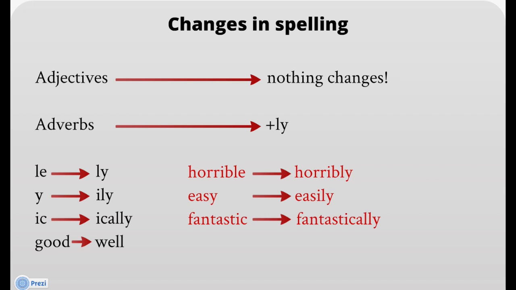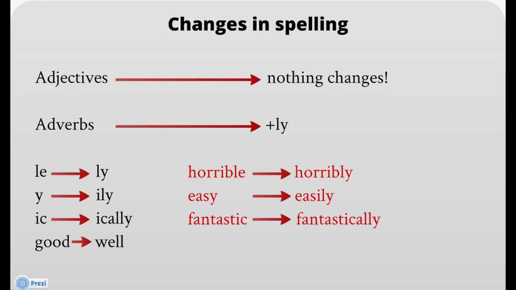If a word ends on le, it turns into ly. Now, you might say that that's exactly the same as just the rest of the adverbs, but the difference is we don't add ly, we change the le into ly. That's the difference. So horrible, you don't put ly behind that, you change it. Horrible becomes horribly. If a word ends on a y, it turns into ily. So easy becomes easily.